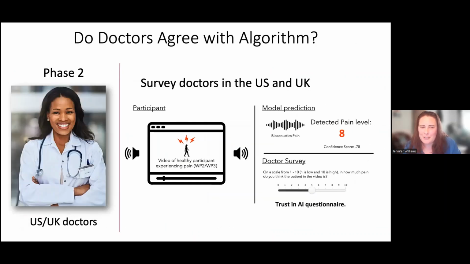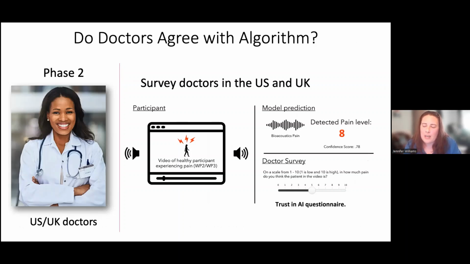And what does that look like? Do doctors agree with the algorithm? This is the final stage of the project. We'll present doctors with a survey. They will have either video or audio of the people experiencing the pain. They'll have information about what our model predicts. So what kind of pain level did we detect, and do we have a confidence score, how sure we are?